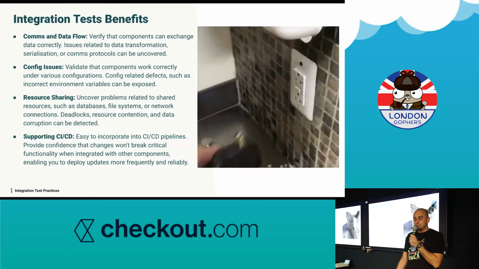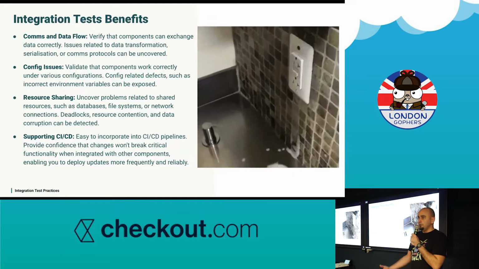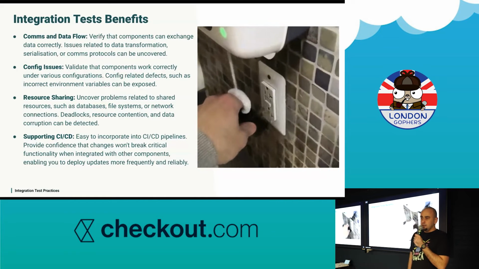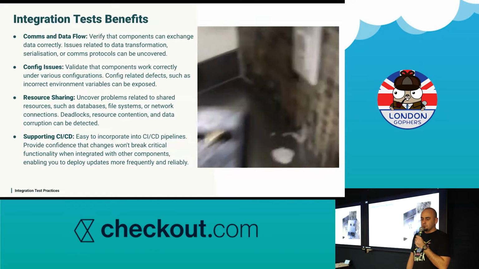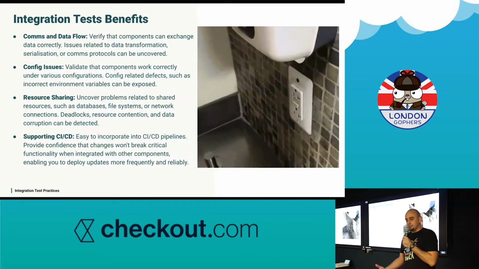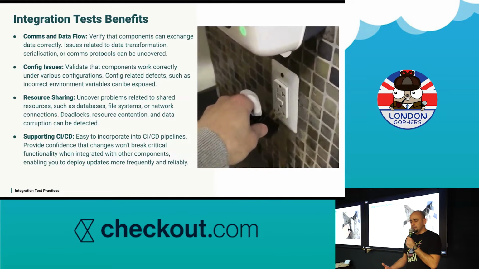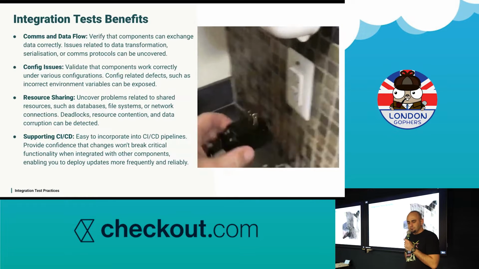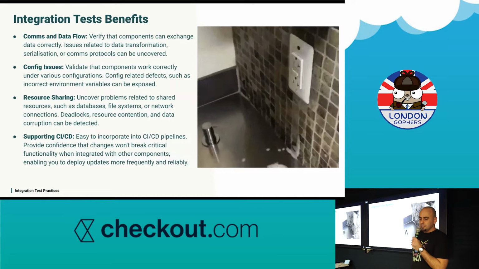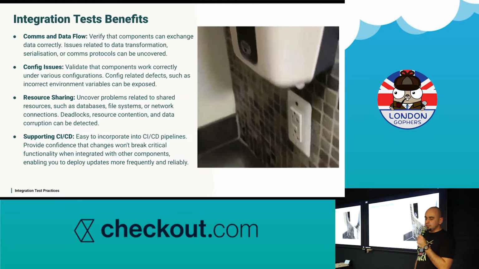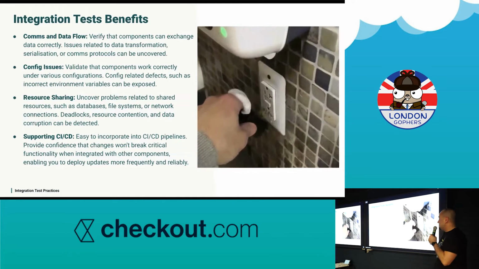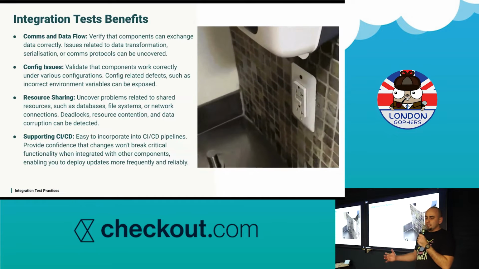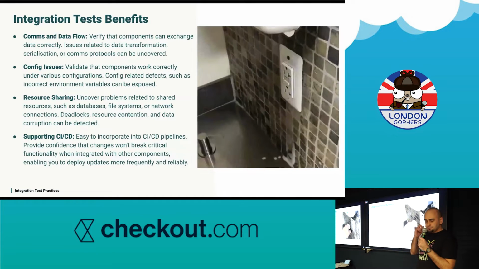Next, configuration issues. You've got lots of config values everywhere, scattered around probably. You want to validate if a misconfiguration at any point would cause any issues. And then with these integration tests, you can easily simulate these misconfigurations and catch issues before hitting production. Also, resource sharing. You could easily uncover problems related to shared resources, such as databases, file systems, or network connections. You can catch things like deadlocks or resource contention.